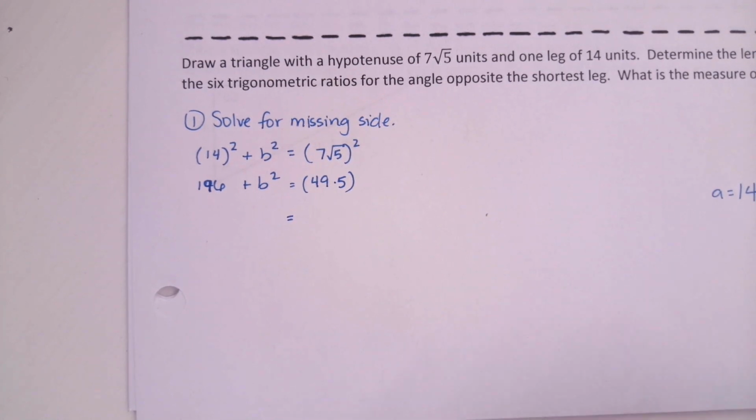All right. So then what's 49 times 5? 245. Okay, sorry. You mumble, Paul. 245.